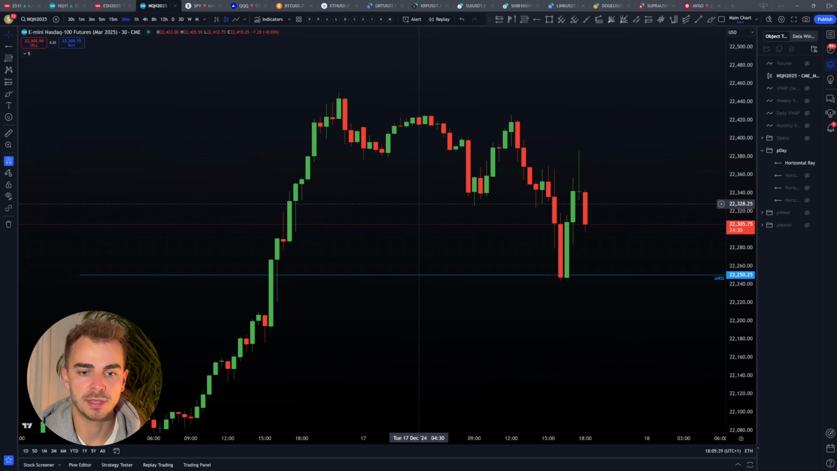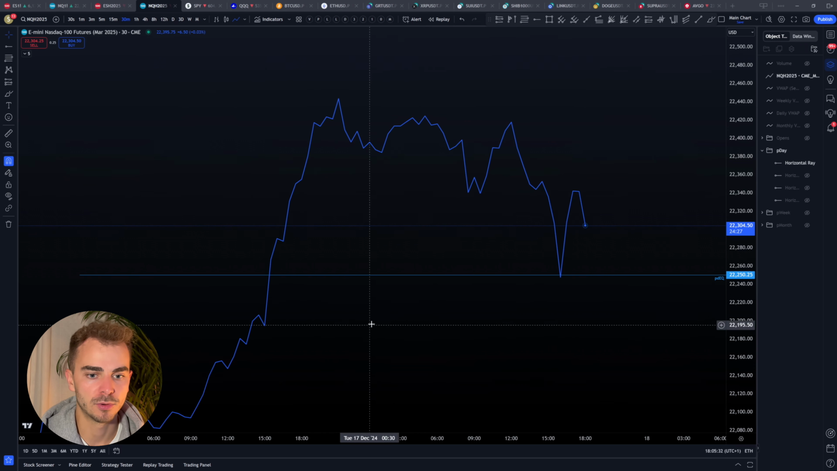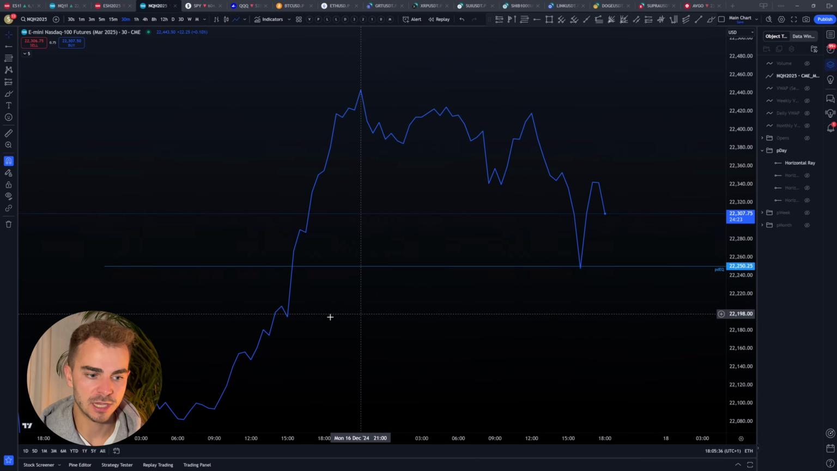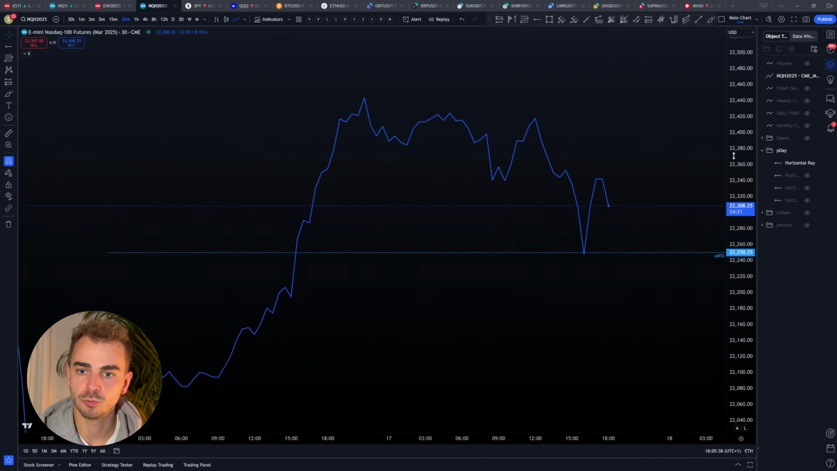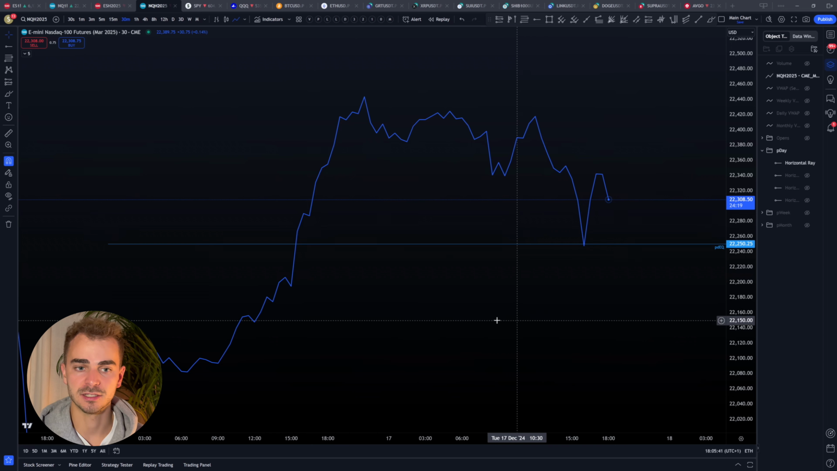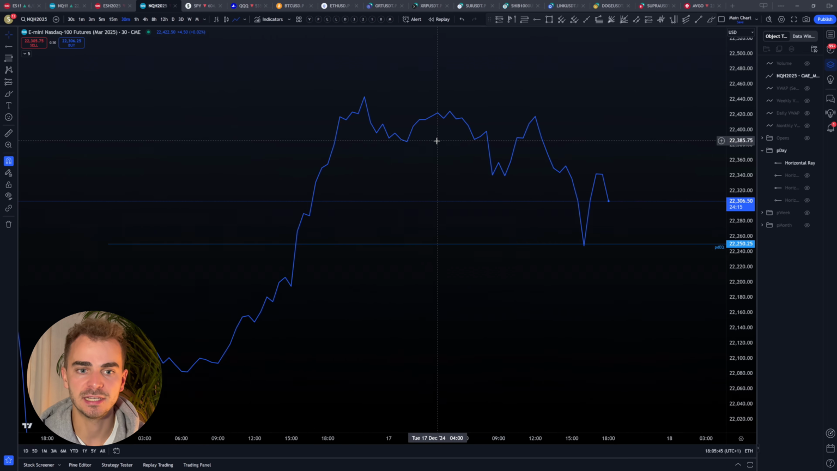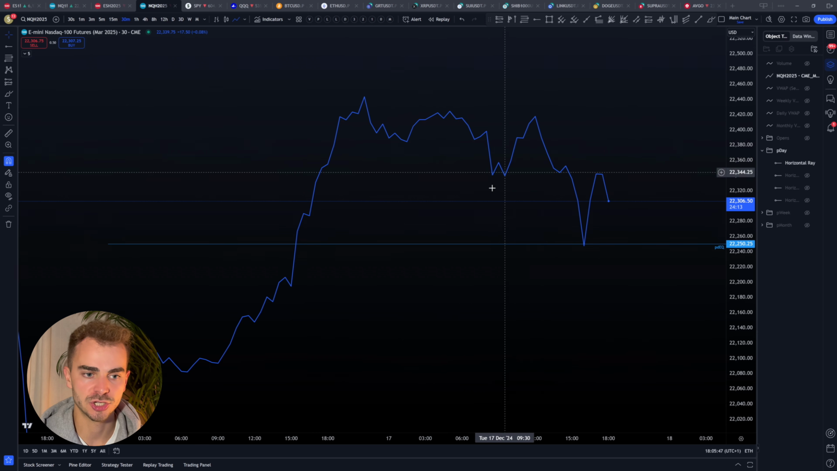Let's start with the most simple price chart we can look at, and that is the line chart. There's a very big difference between a line chart and a candlestick chart, and that is that we only have very limited data available if we look at line charts.